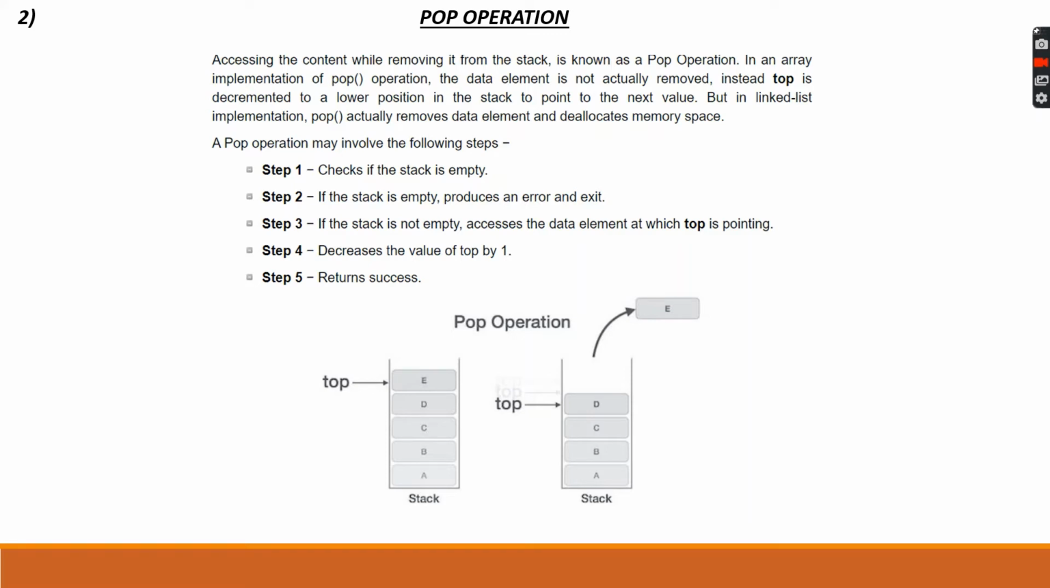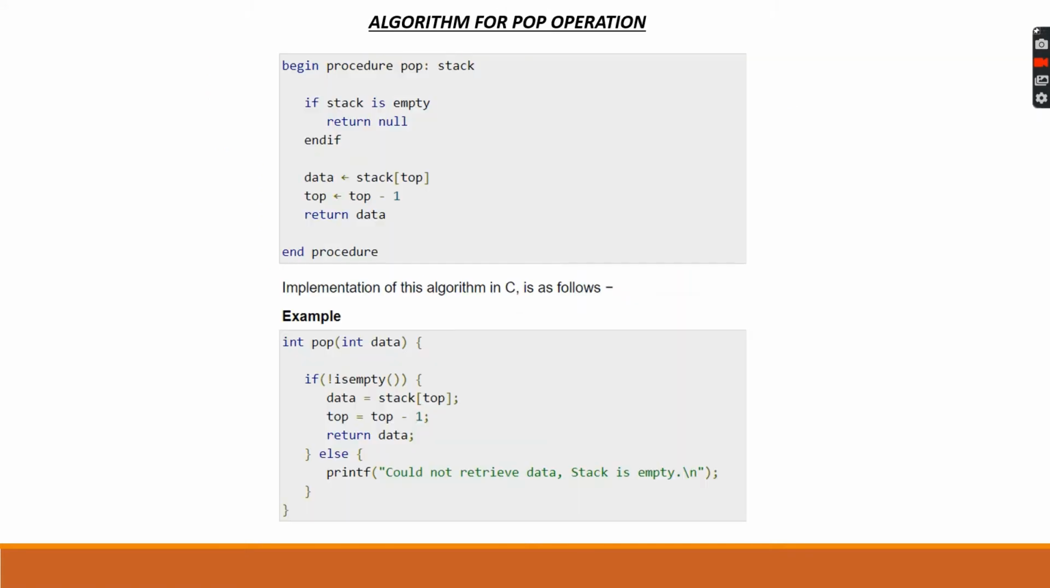You can see the pictorial representation. Once we see that the stack is not empty, we point to the topmost value using the top pointer, that is E. Then we decrease the value of top by 1, so the top pointer will be pointing to D after successfully popping the element E from the stack. And this is the algorithm of the pop operation.